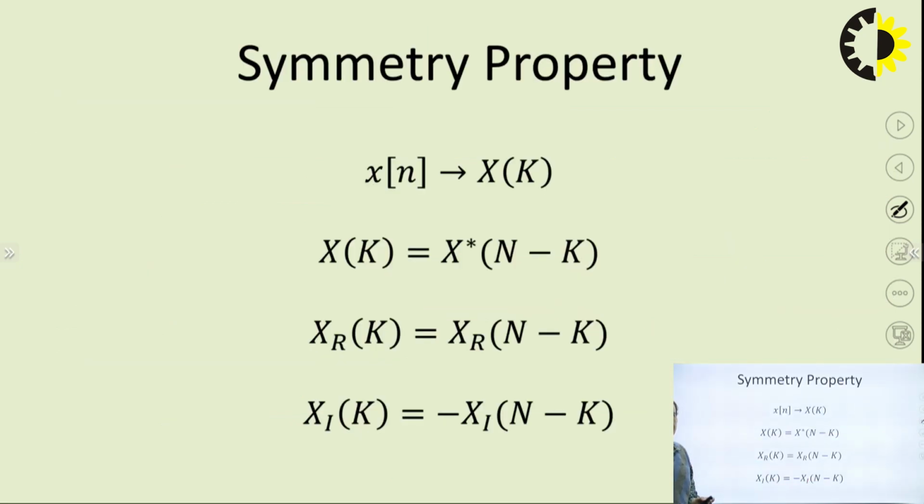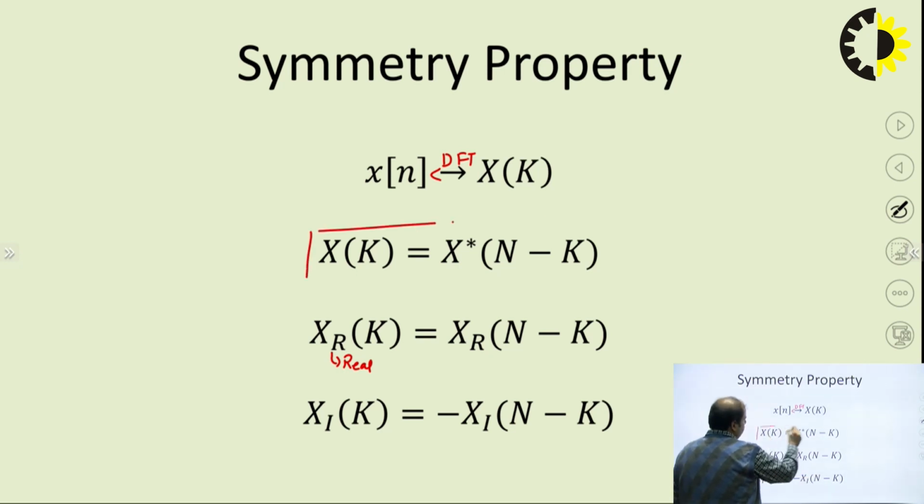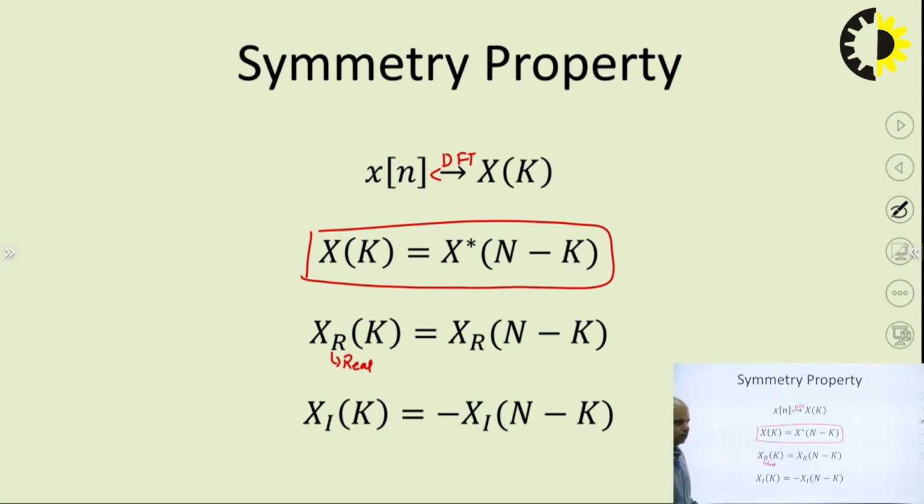Now we take an example, and the examples that we'll take will always work on the symmetric property of the DFT. If x of n makes a discrete Fourier transform pair with capital X of k, then X of k is the complex conjugate of X of n minus k. So it is basically symmetric in complex, which means the real component, capital X r of k, will be capital X r of n minus k, and the imaginary will be minus capital X I of n minus k. This property is sometimes very helpful. We will see after computation of the DFT that a few points are complex conjugates, and that comes from this property.